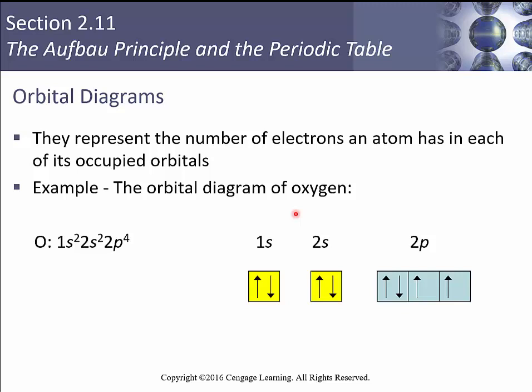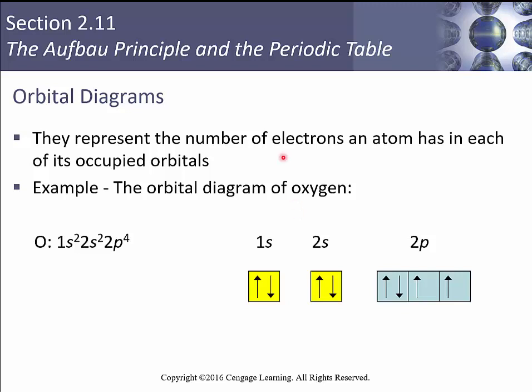So now let's talk about the Aufbau principle and the periodic table. This is how do you fill up that periodic table? So how do you stick the electrons in a given spot? We're going to use something called orbital diagrams, and it represents the number of electrons an atom has in each of its occupied orbitals.